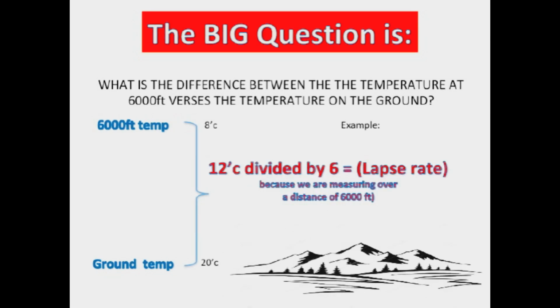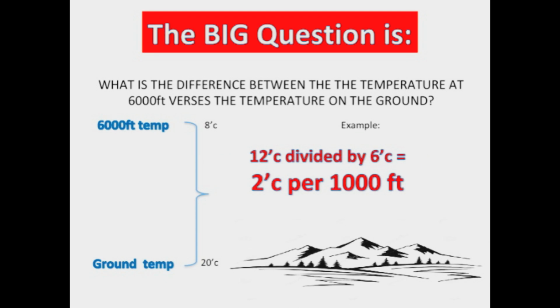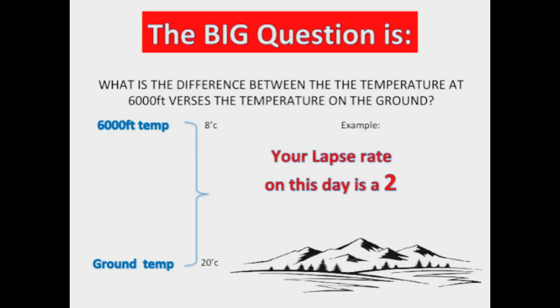Okay, now we're going to take that temperature difference and we're going to divide it by 6. Why do we do that? Because we want to know how many degrees per 1,000 feet we are dealing with here. That will be your lapse rate. So we are dealing with a 6,000 foot distance and we want to know how many degrees per 1,000 feet it's cooling. Okay, so for this example, we have 12 degrees divided by 6 is 2, and on this day, your lapse rate is a 2.